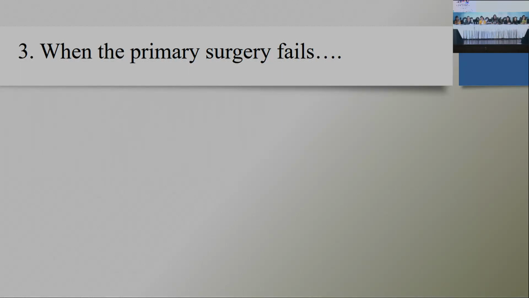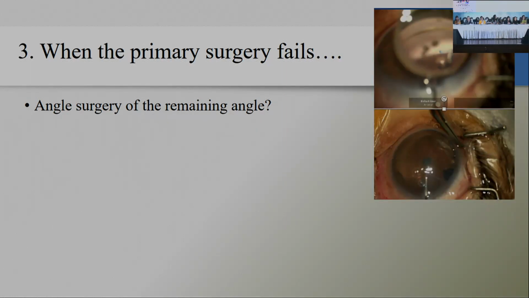Right, so we'll just move on quickly. When the primary surgery fails, Sirisha has told us that she would do a surgery of the remaining angle. Sunita, would you do that? Devang? Surgery of the remaining angle before going in to do a second trab or a tube? Yes, ma'am. If I've done a CTT and it has failed over like 2 or 3 years, I would like to do the angle surgery before going to retrab or any other thing.